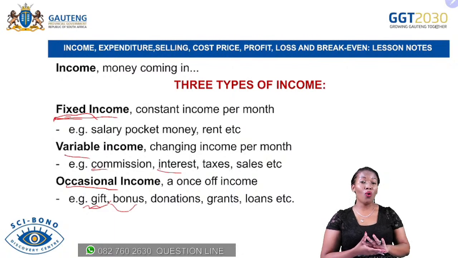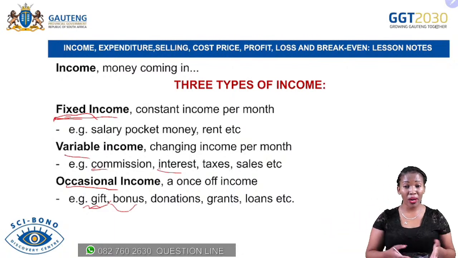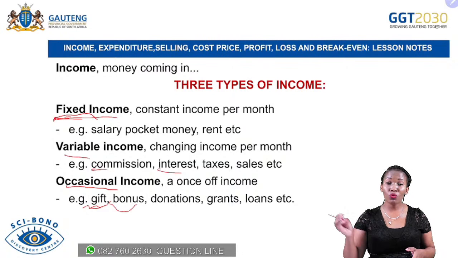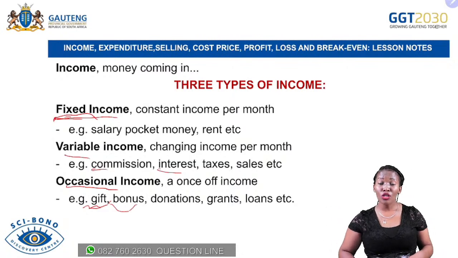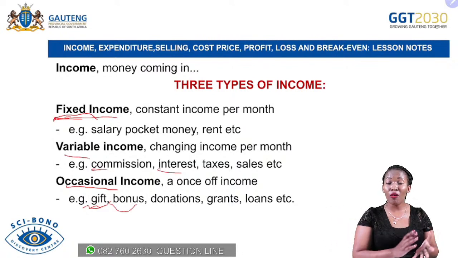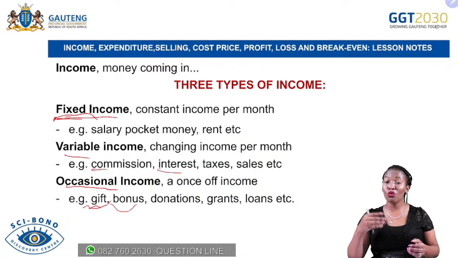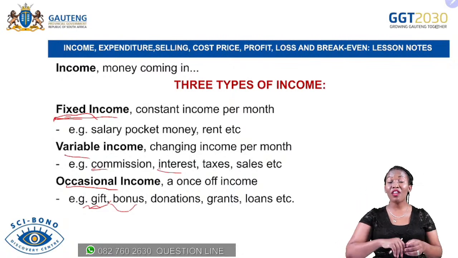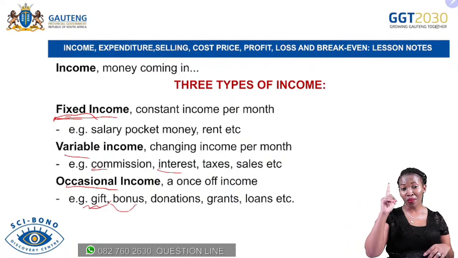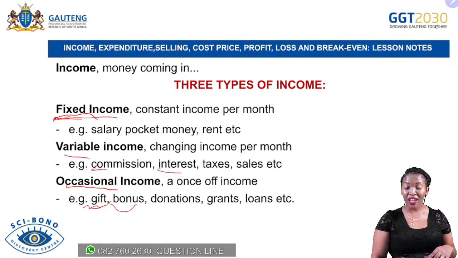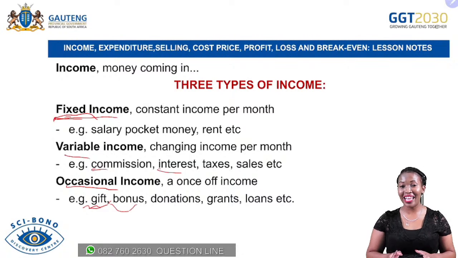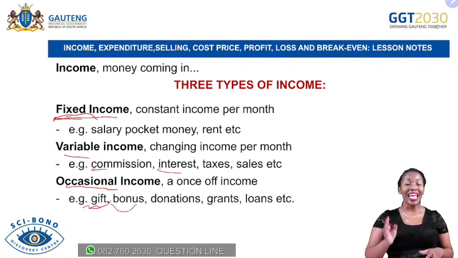If maybe your grandmother passed away and she put you down as one of the recipients in her will, it means that when you receive that lump sum of money, you are only going to get that once, because your grandmother is not going to die every month. It's something that happens only once, and you get that lump sum of money only once. So that makes it what? An occasional income. I hope you understand this, guys, because this is also examinable.